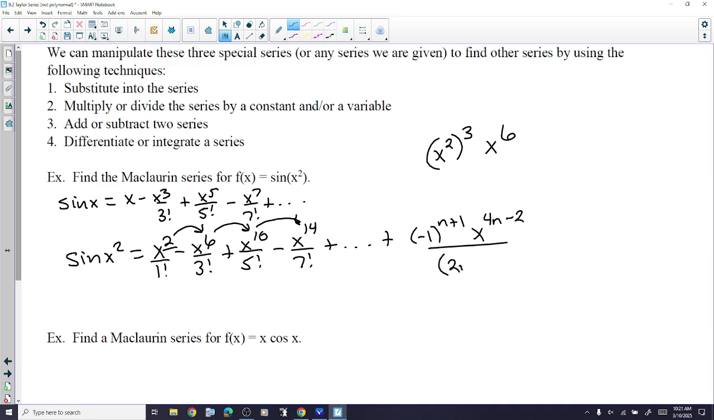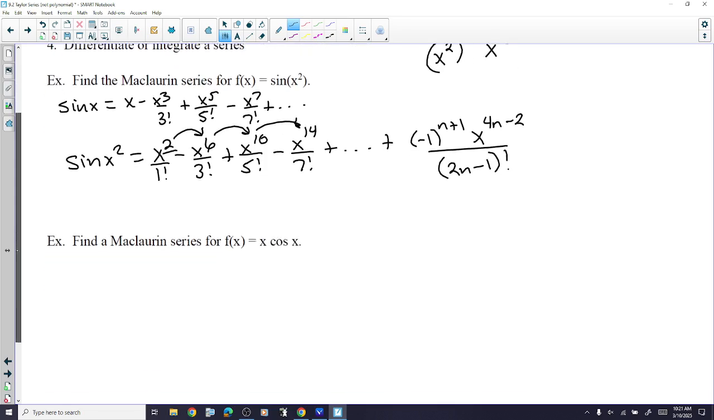Over 2n minus 1 factorial. All those are odd in the denominator. So we turn sine of x squared into a polynomial. That's the whole goal of this. Turn it into a polynomial.